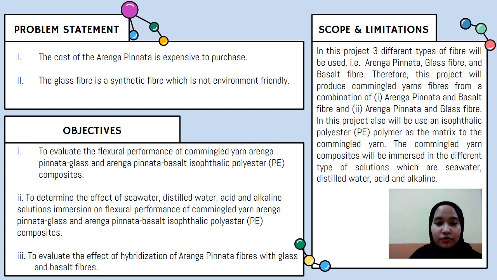Next, I'll move to the problem statement. The first problem statement of this project is that the cost of the Aringa pinnata is expensive to purchase, and the glass fiber is a synthetic fiber which is not environment friendly.